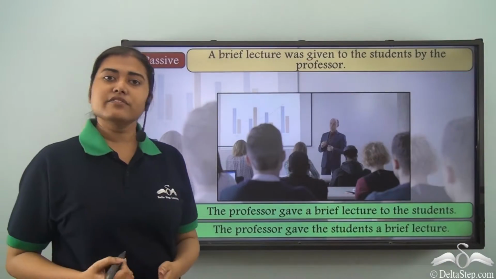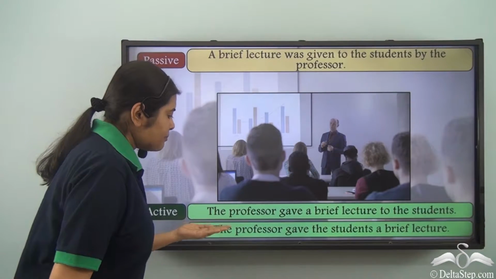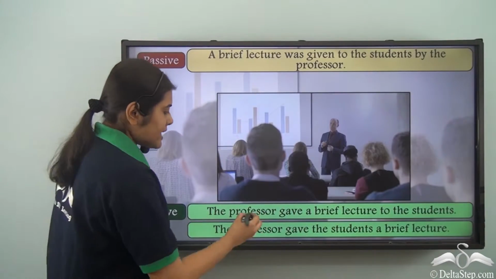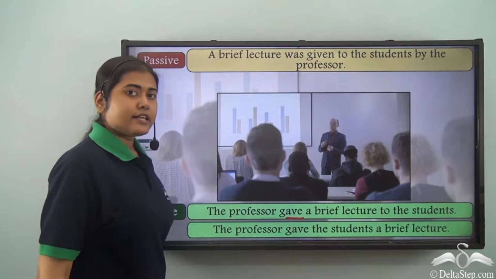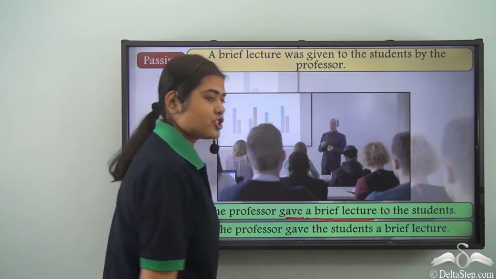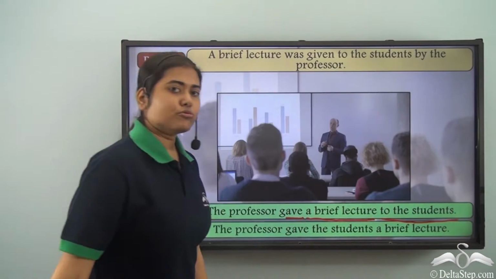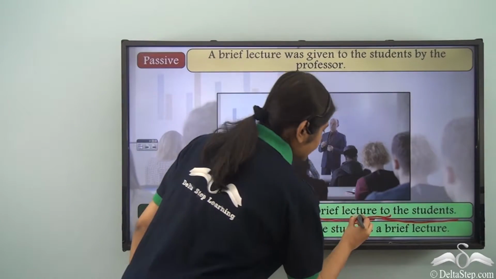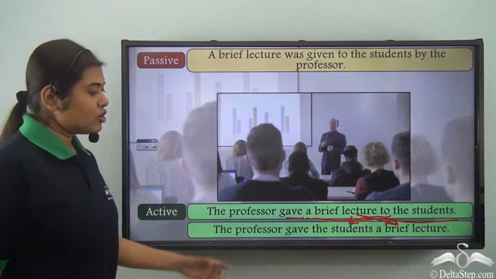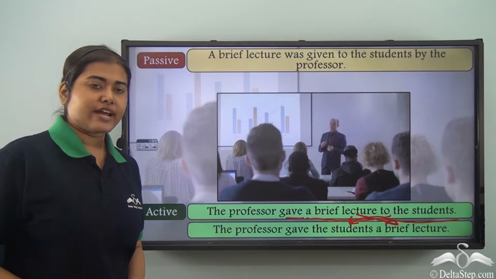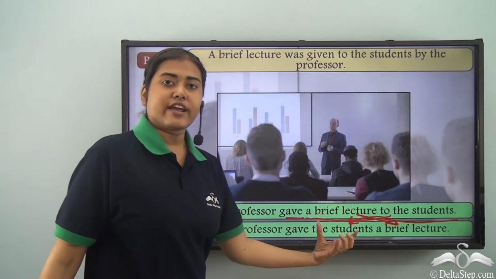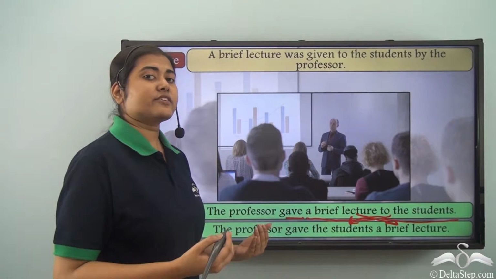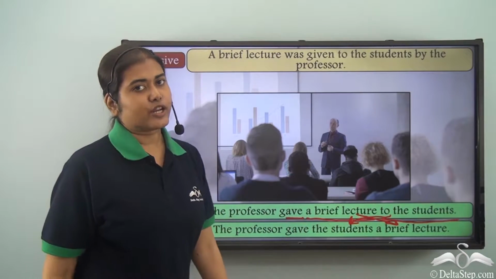Now there is another way we could have written this. How? The professor gave the students a brief lecture. So you will notice from here that this verb gave has two objects, a brief lecture and the students. We can write this part after the verb followed by a brief lecture. So both of them are correct ways of writing. We can either write the indirect object after the verb and then the direct object, or we can write the direct object first and then the indirect object.